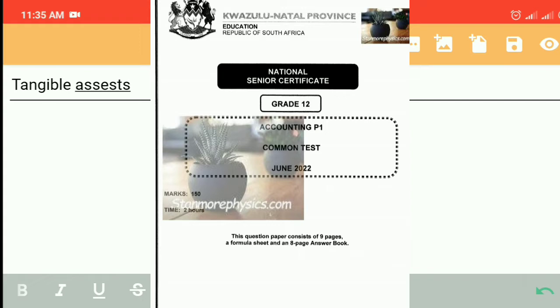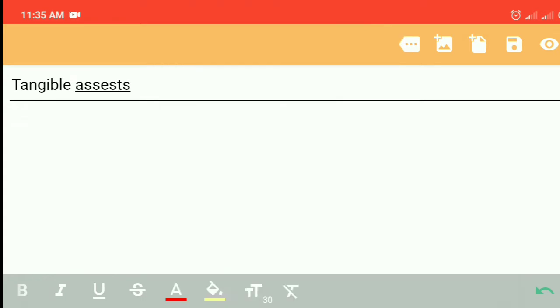So we are going to be using a grade 12 question paper downloaded from stanmorephysics.com. This is a KwaZulu-Natal province question paper, grade 12 accounting paper 1. It's a bit challenging, so that's why I picked it, so that you can have a better understanding of tangible assets. So without wasting any time, let's go through the question paper.